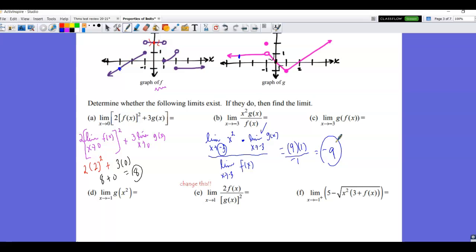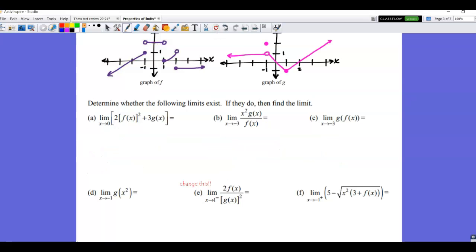All right, I'm going to clear the screen, do letter C, and then I'm going to jump into, I don't know what I'm going to do. We'll see. We'll see what I decide to do. So let's clear these annotations. So here we go, letter C.